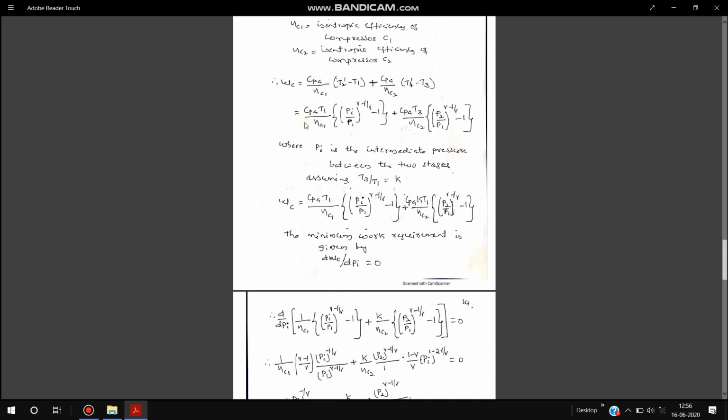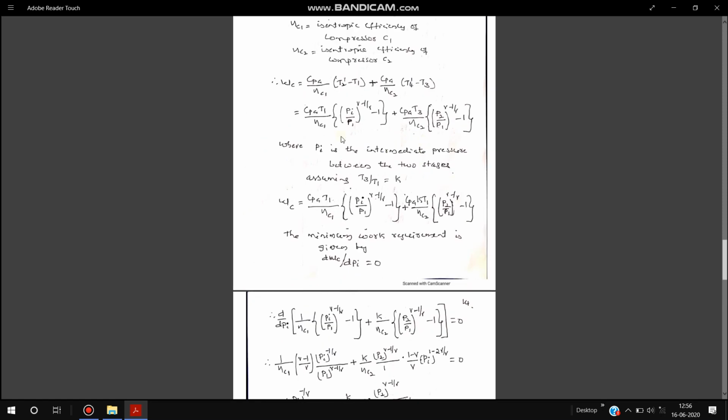So taking Cpa T1 by eta C1 outside the bracket, we will get Cpa T1 by eta C1 (Pi by P1 raised to gamma minus 1 by gamma minus 1), where Pi is the intermediate pressure between the two compressors. And taking T3 outside, Cpa T3 by eta C2 (P2 by Pi raised to gamma minus 1 by gamma minus 1).